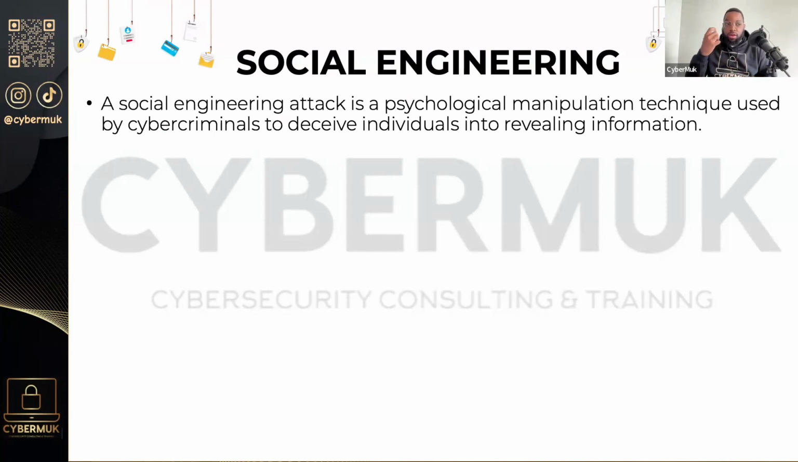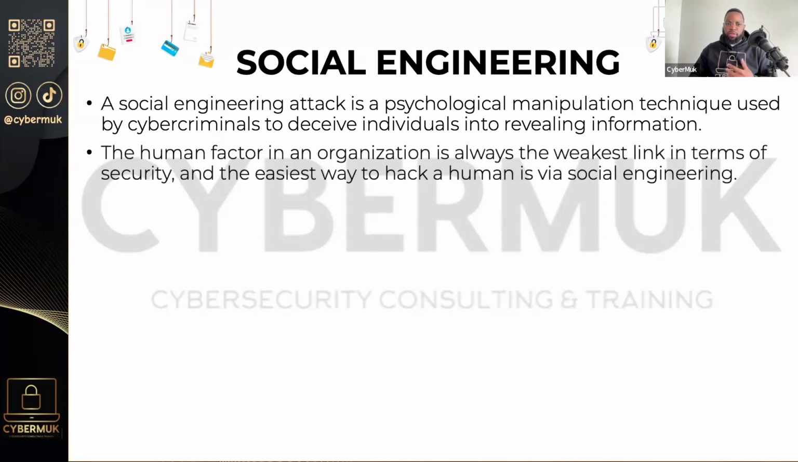They know what are the right words to tell you to convince you to reveal information, to click on the link, to provide your credit cards, your social security numbers, your personal information, your addresses. And the human factor, it's always the weakest link in terms of security. That's why social engineering most of the time works, because humans are always the weakest links.